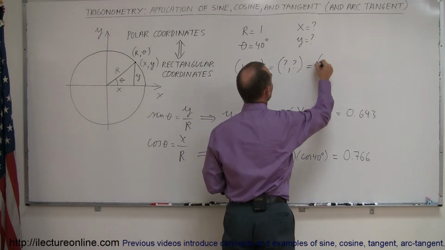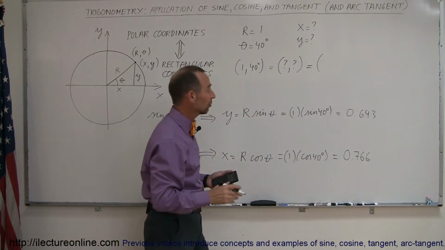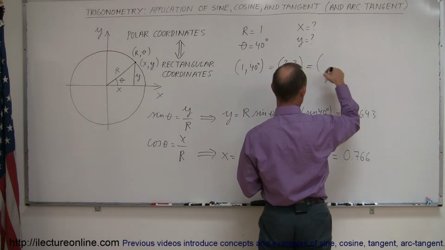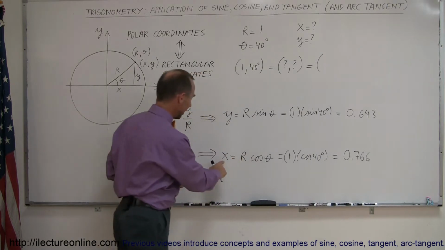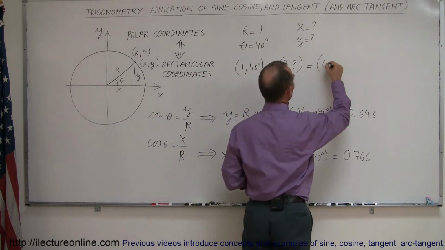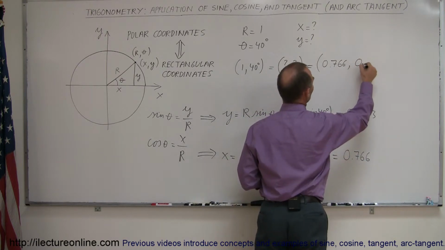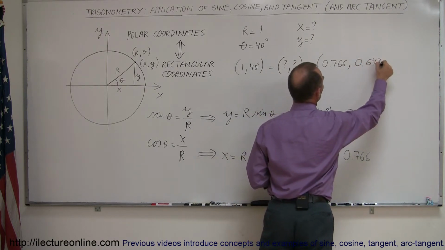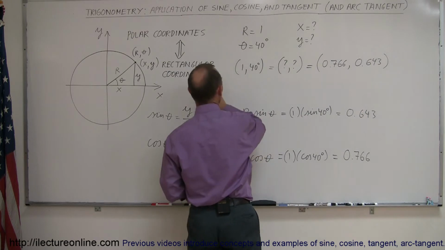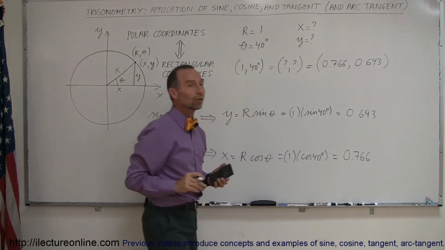So we can say that in the Cartesian or rectangular coordinate system, the values would be, for x, make sure I get the right one, x is right here, so it would be 0.766, comma, and for the y value, I will get 0.643. And that's how we convert from the polar to the rectangular coordinate system.